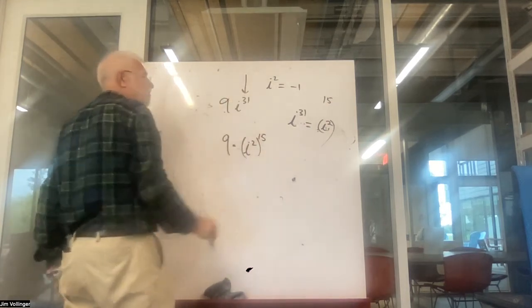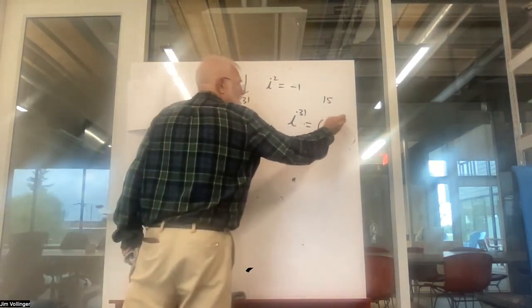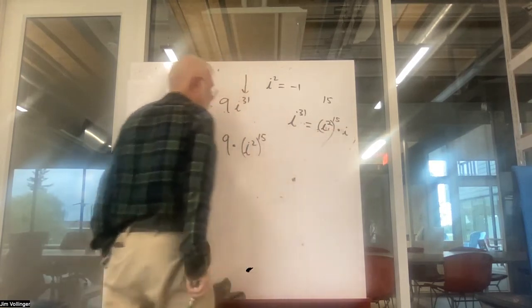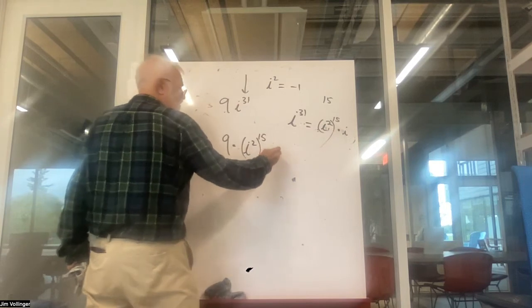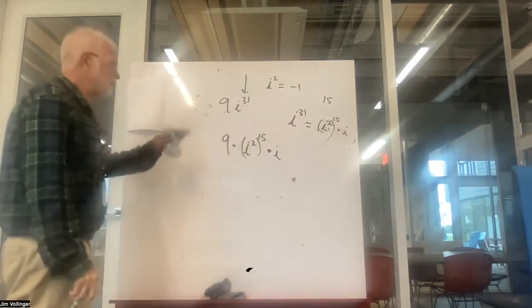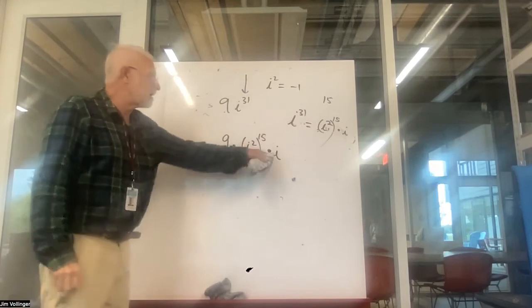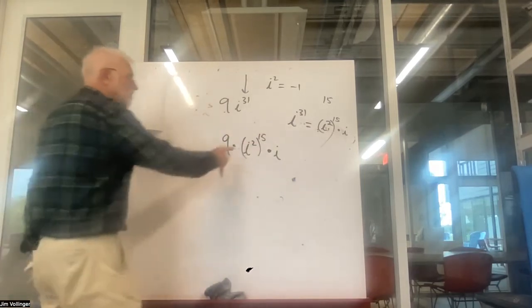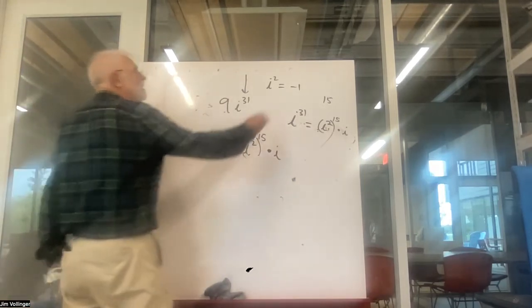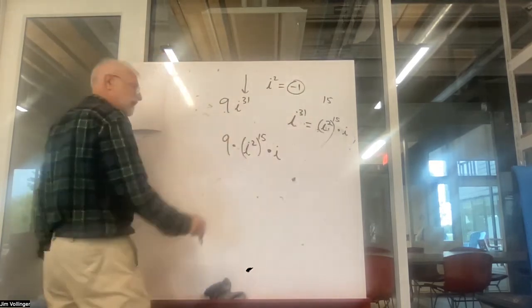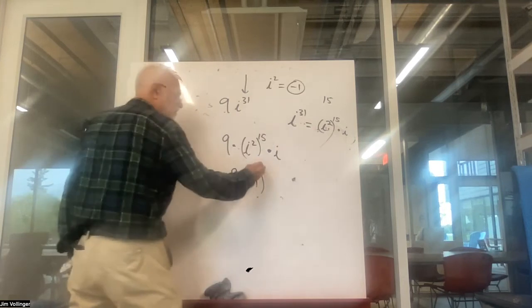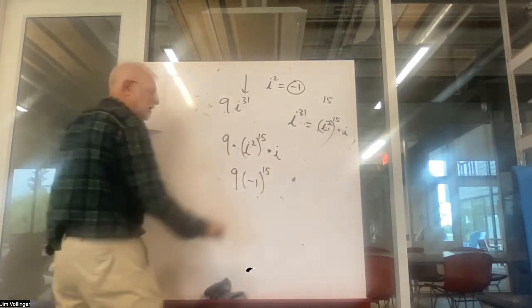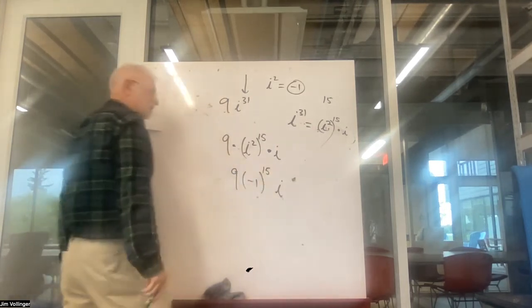How am I going to get to 31? I need to multiply by another i. And for this point in time, I'll put a dot. We'll drop the dot later. So I have 9 times that times that. Is there another name for i squared? Yes, -1. So now's the time you make the parentheses -1. And you're going to do that 15 times. And then you're going to multiply it times i.